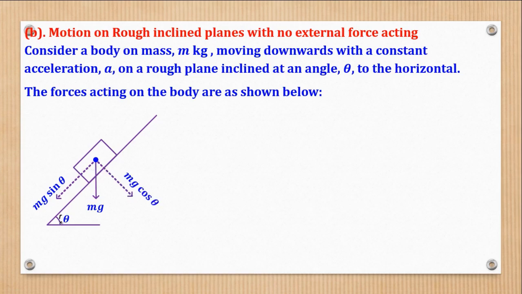So this angle is theta, meaning this remaining angle will be 90 minus theta, and this will be theta. So where the angle lies becomes cos, and where it doesn't lie becomes sine. So what you should know is that always the component of weight parallel to the plane will have sine theta, and the component of weight perpendicular to the plane will have cos theta, always.